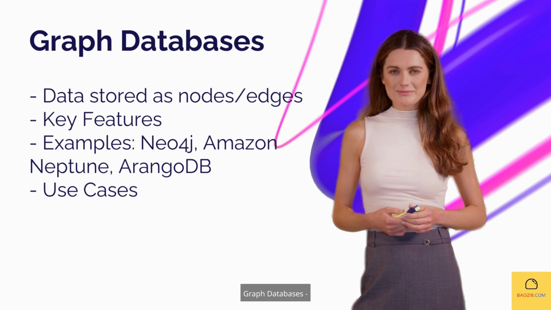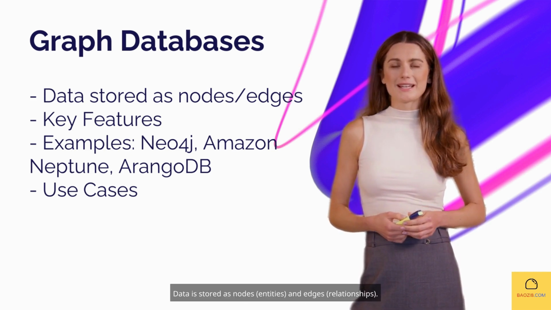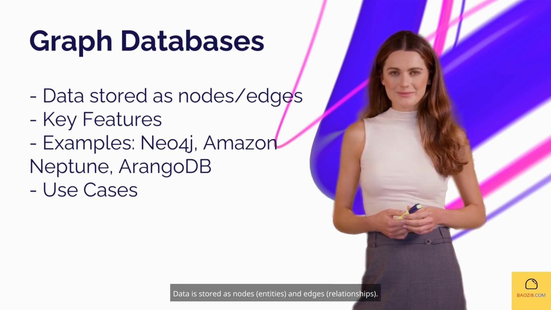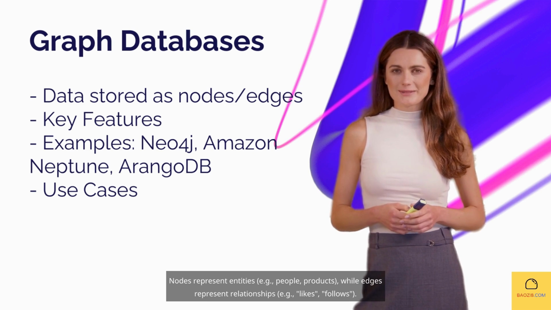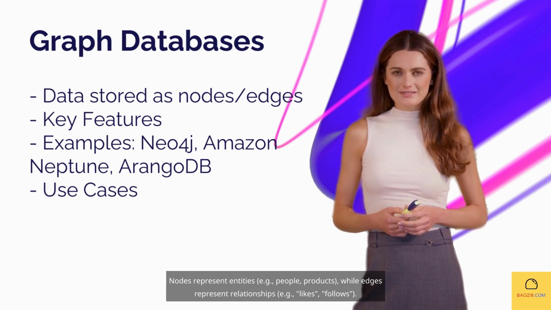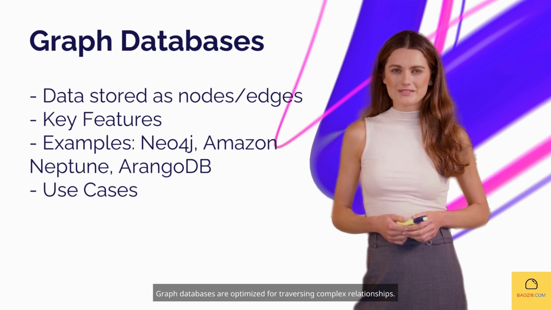Graph databases. How they work. Data is stored as nodes, entities, and edges, relationships. Nodes represent entities, e.g., people, products, while edges represent relationships, e.g., likes, follows. Graph databases are optimized for traversing complex relationships.